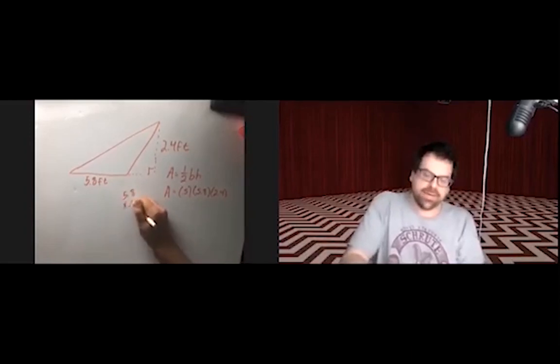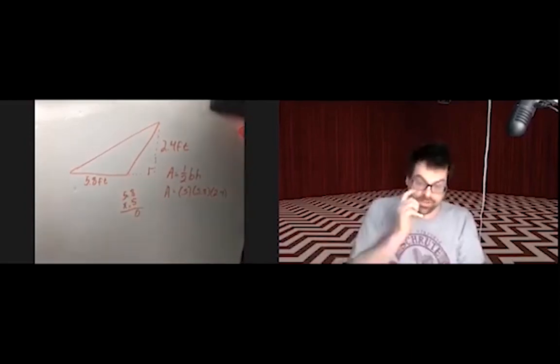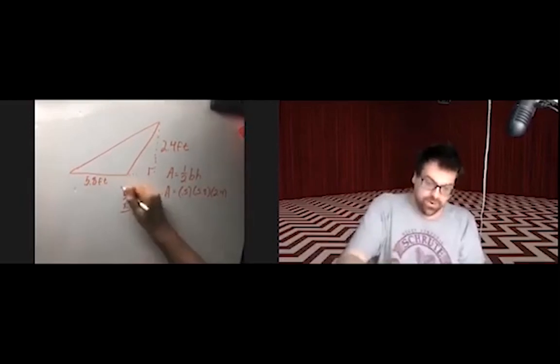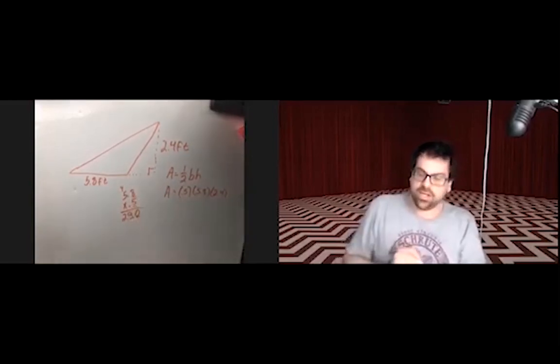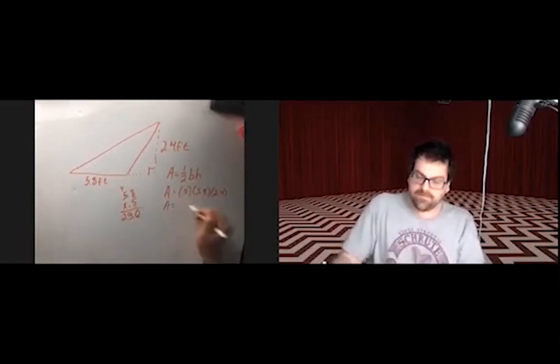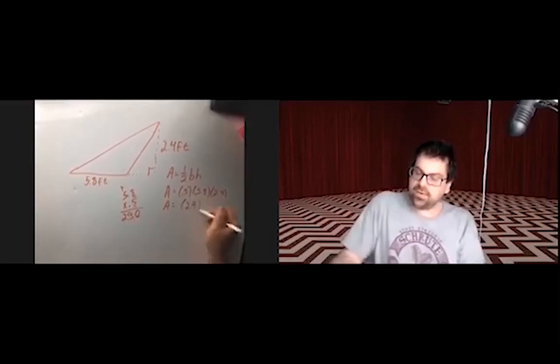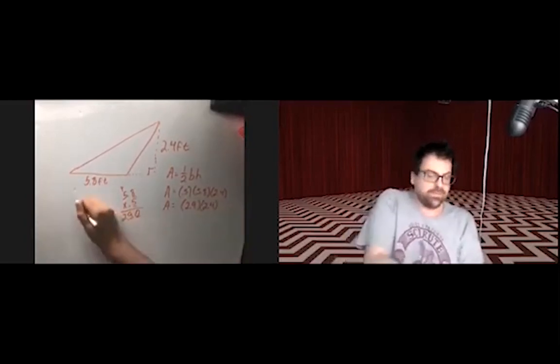5.8 times 0.5: 0, carry the 4. 5 times 5 is 25, plus 4 is 29. 2 spaces, 2.9. 0.5 times 5.8 is 2.9. We're going to multiply that by 2.4. 2.9 times 2.4.